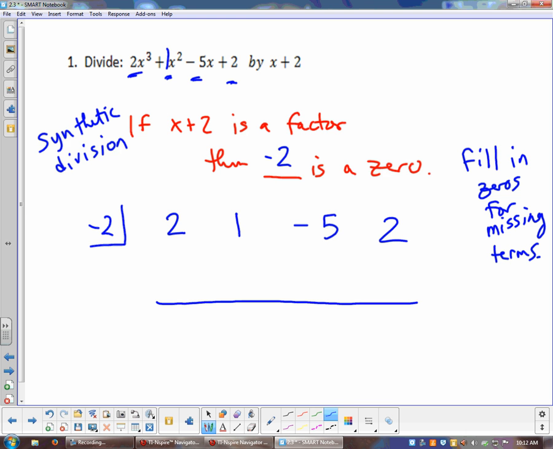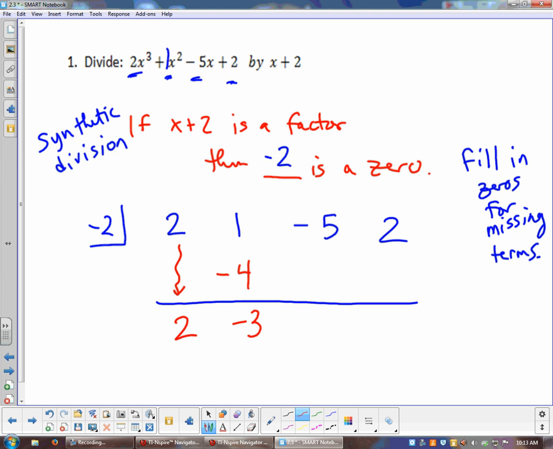Your first step is going to be to bring down this leading coefficient, that 2, and put it right below the line. Then the rest of the process is just a series of multiply, add, multiply, add, multiply, add. So we're going to multiply the number below the line by the number in the box. So -2 times 2 gives me -4, and I put that right here under the next number, but I put it above the line. At this point, I just add 1 plus -4, and I get -3.